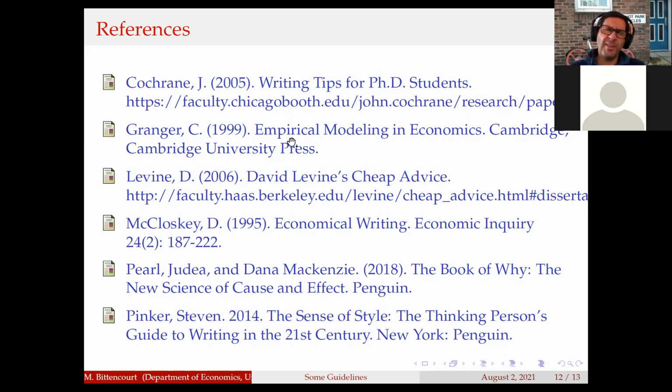It's getting old, but it's Cambridge University Press, and it was Clive Granger. It's very nice. I don't know whether this is available from the library or not, but I think it's worth at least browsing that book. David Levine from Berkeley, Dave Levine's Cheap Advice. It's very nice. I think Cochrane's and Levine's stuff are very nice. I highly recommend them. Deirdre McCloskey, Economical Writing, which came out in Economic Inquiry back in 1995, is very, very nice. She writes very well.